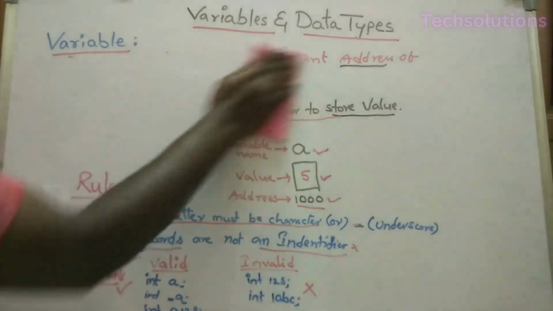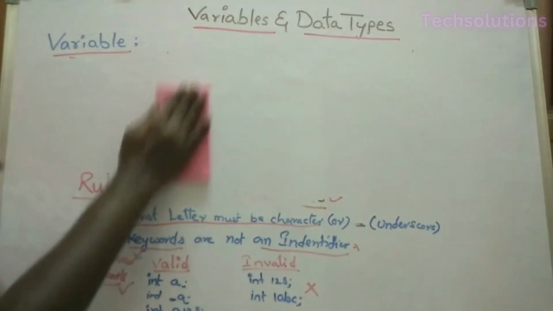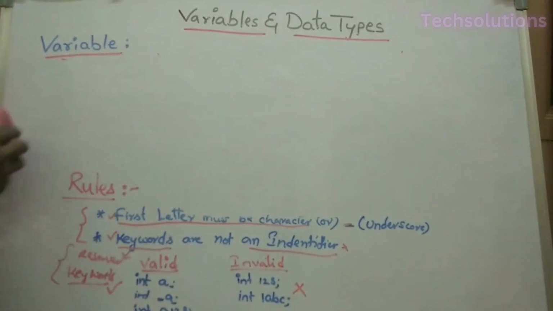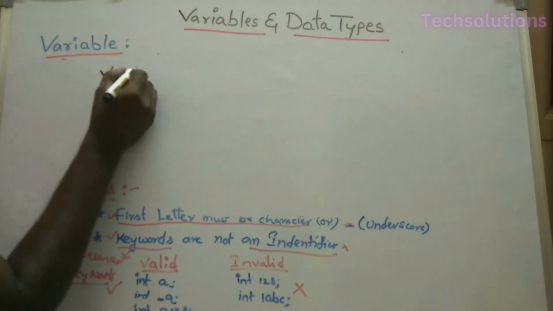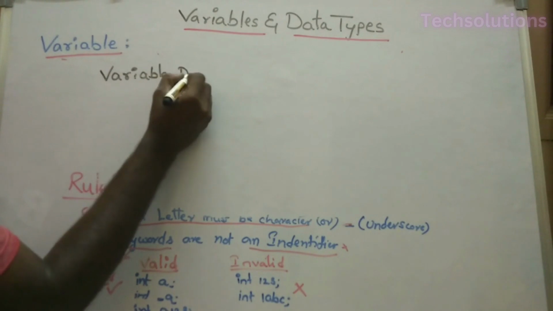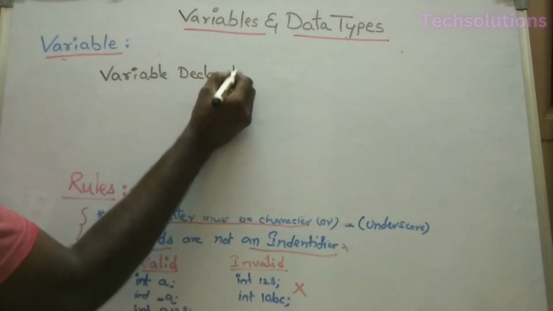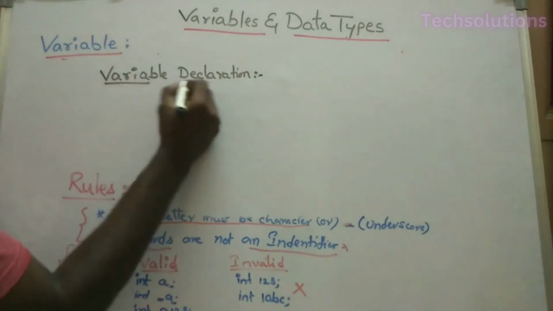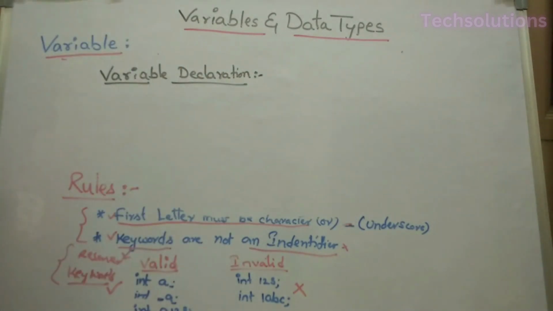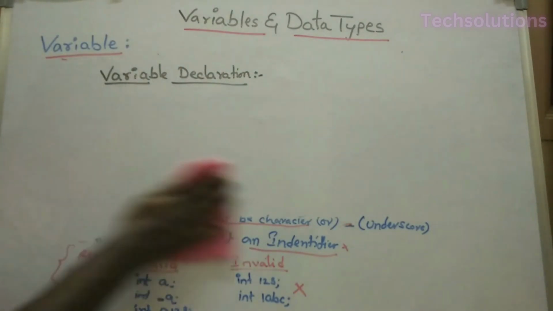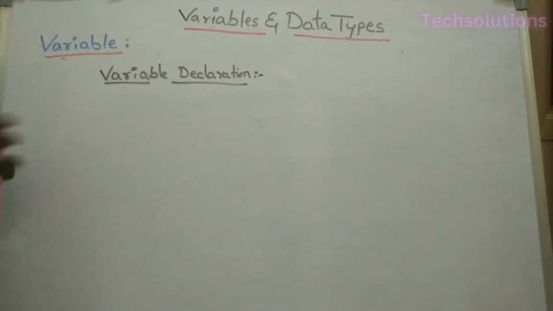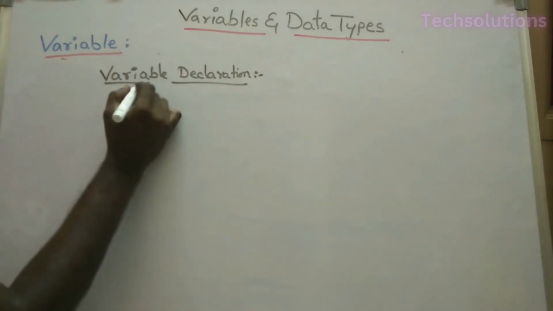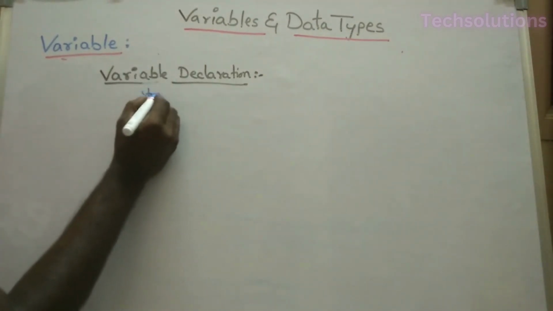How we can declare the variable. Variable declaration. First of all, what is meant by variable declaration? We know what a variable is. The variable is nothing but a name. That name can be used to store some value, right? This variable can be used to store some value, right?